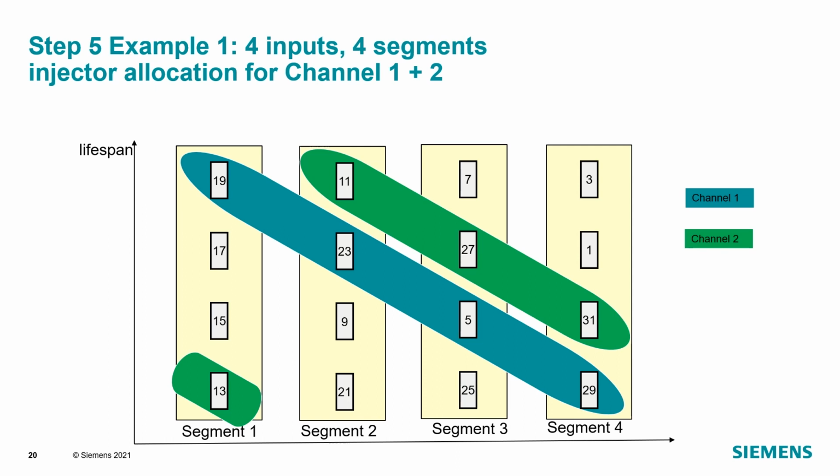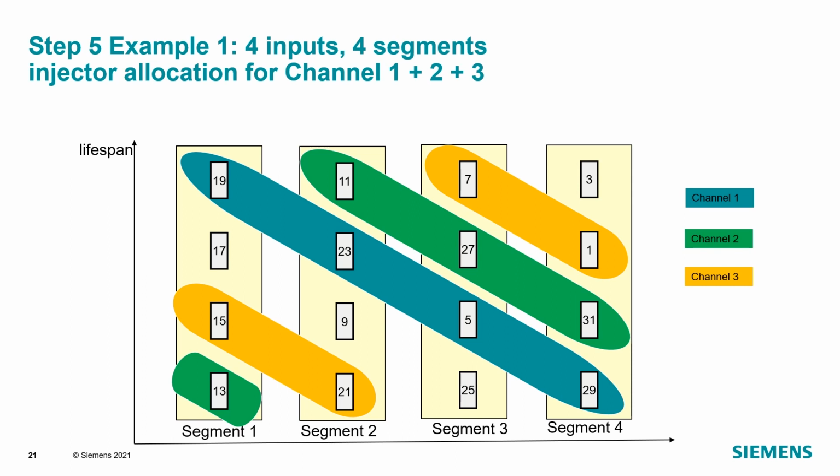Similarly, we continue with input channel 2, starting from the best injector, injector 11, in segment 2, and after traversing segment 3 and 4, we come back to finish in segment 1 using the idea of modulo or a concept of a barrel. This process is repeated for input 3 using the same principle.